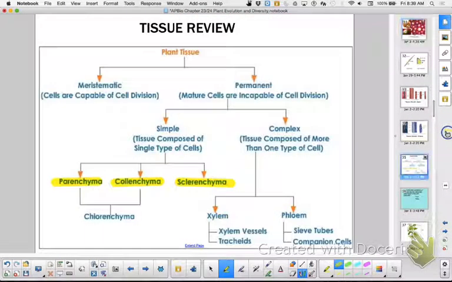Then on our xylem and phloem, could the youngest bio buddy please differentiate between xylem and phloem? Go, youngest bio buddy.